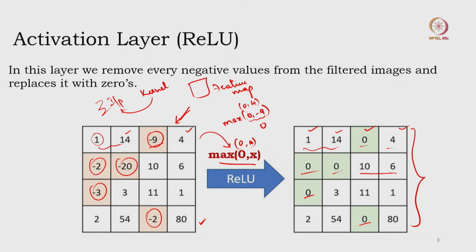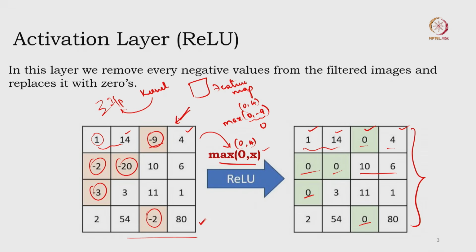What is the intuition behind this? This is the feature map, which holds the features extracted from the convolutional layer. If there are some features extracted from the image which are not at all important, which are contributing negatively, then those features are not important for us. So the ReLU activation function will eliminate all such negative values. This is the intuition behind it.